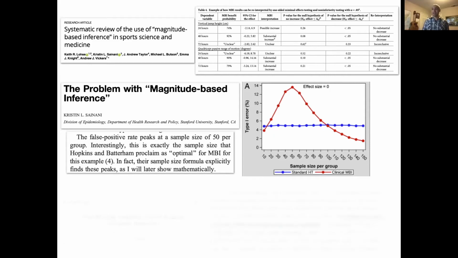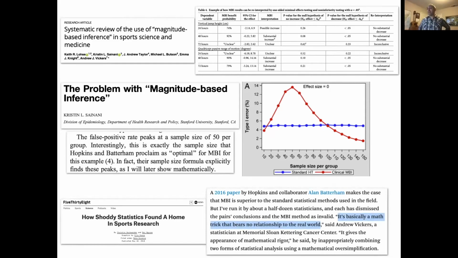We found out about it through this work by Christie Aschwanden and others at 538, who's a sports science journalist. And I really like this quote. This is by Andrew Vickers, who's a statistician, who said, it's basically a math trick that bears no relationship to the real world.